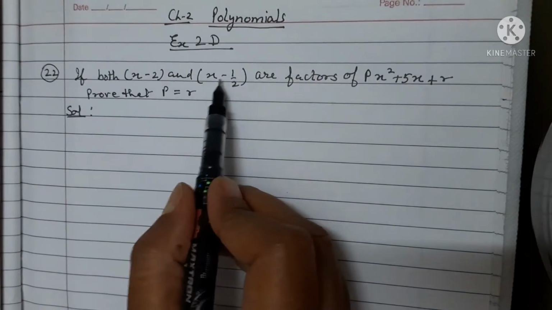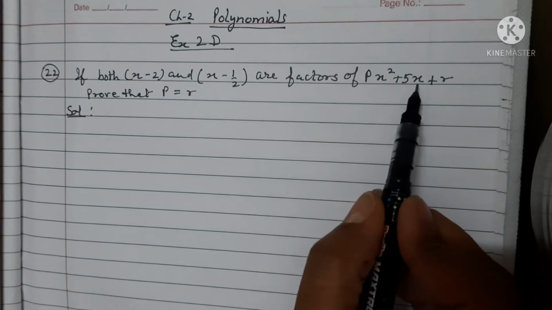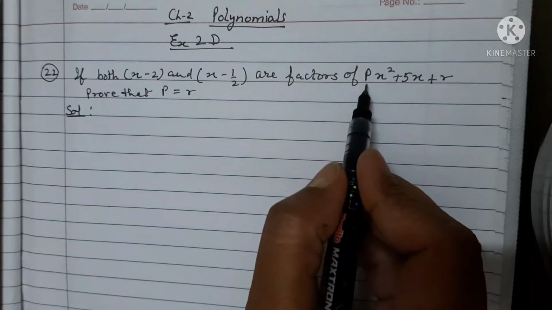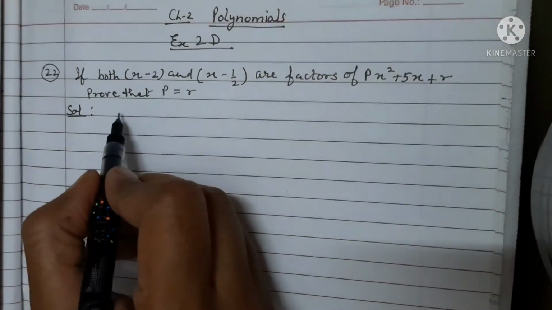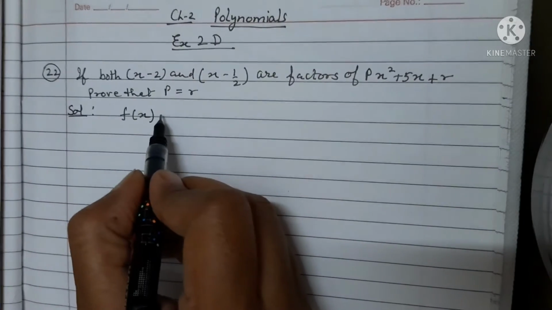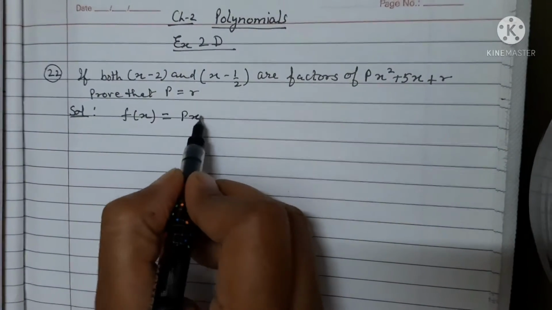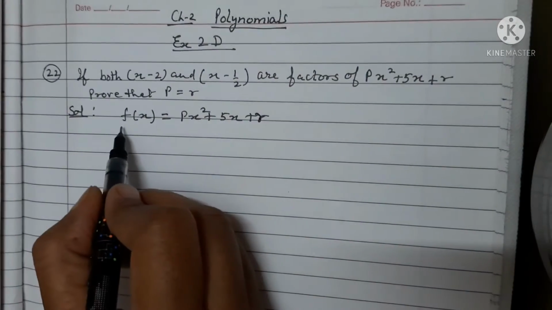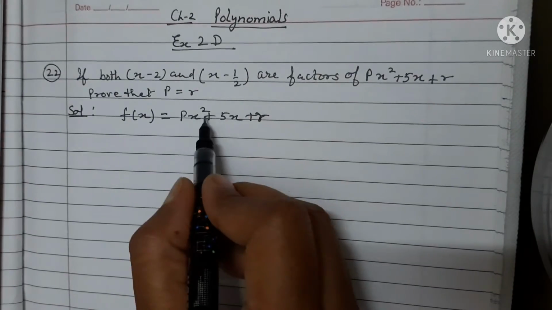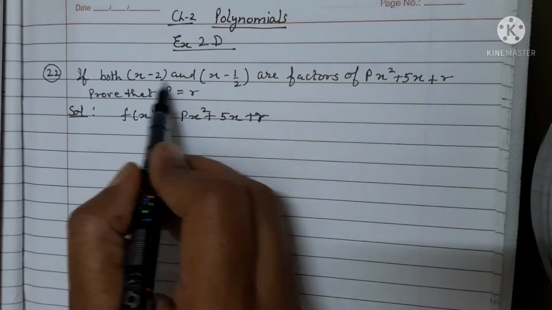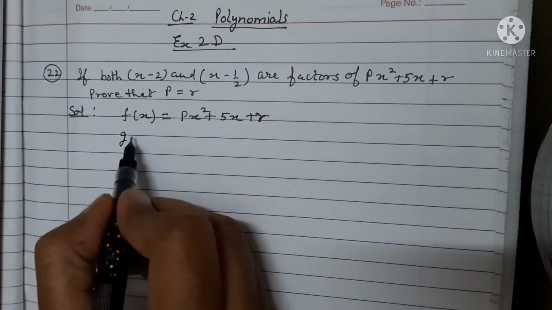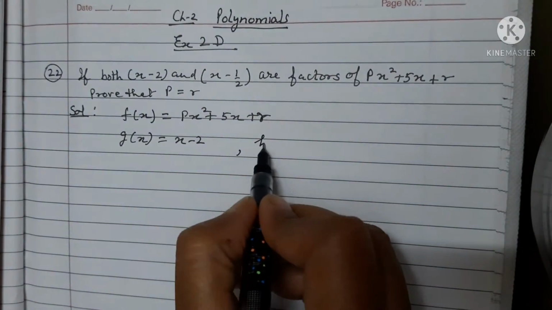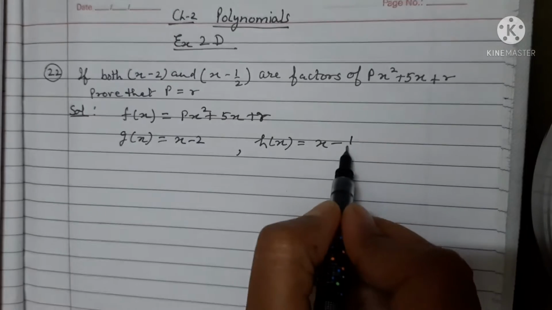If both x minus 2 and x minus 1 by 2 are factors of px square plus 5x plus r, prove that p is equal to r. So this is in the form of p, so we will write it f(x), not px. The polynomial f(x) is equal to px square plus 5x plus r, and these are the factors: g(x) is equal to x minus 2, and suppose h(x) is equal to x minus 1 by 2.